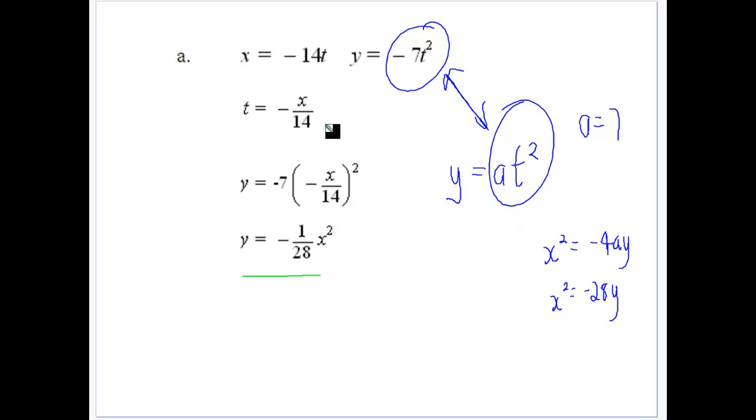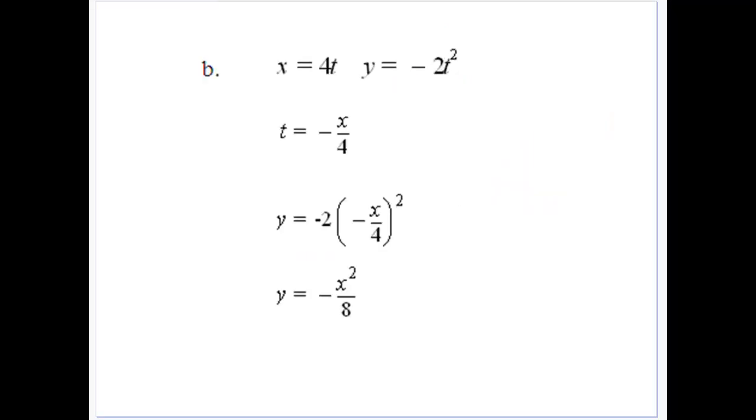And put that in, because it really doesn't matter whether it's minus 14, whether that's positive or negative, because t is going to be in terms of x, and we're going to square it. So it's not going to make any difference there. It's really the minus in front of the y which tells us whether it's concave up or concave down.